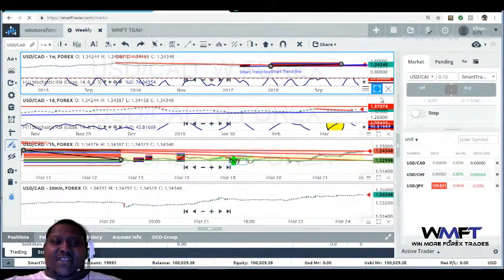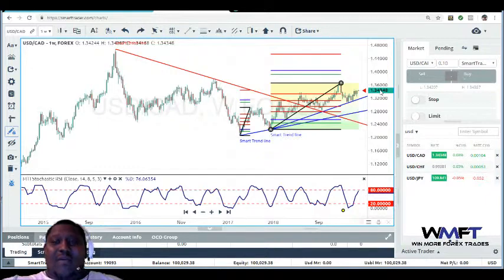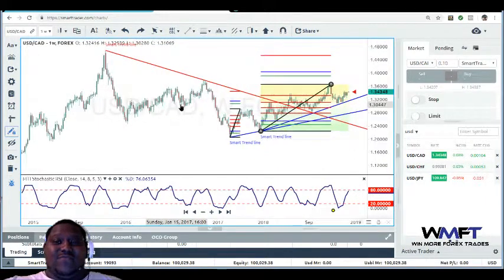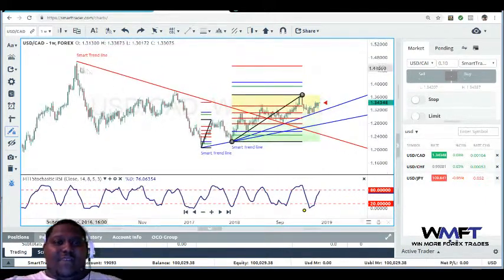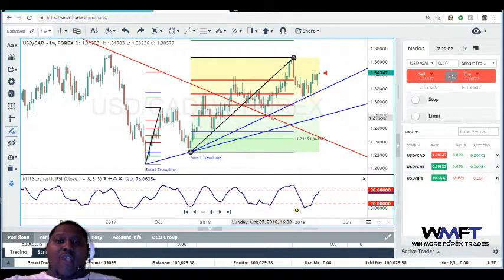Alright, United States dollar and the Canadian dollar. Let's try this one more time. Alright, trading enabled. Okay. Very simple. We got a downtrend here. Downtrend has been broken. We're in the buy zone. We have an uptrend line, and we have an inner uptrend line the market has been respecting.